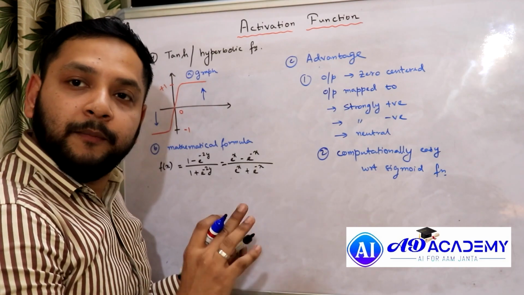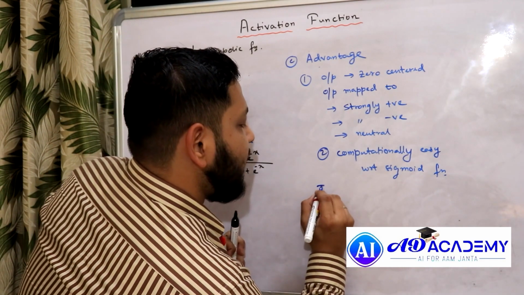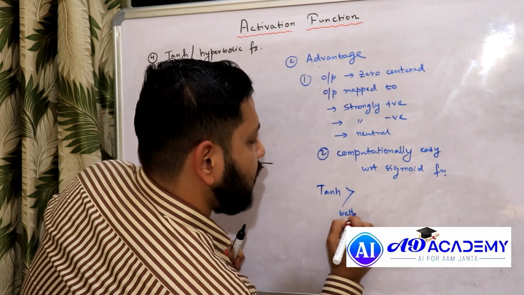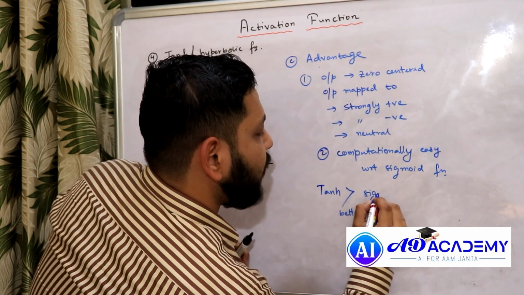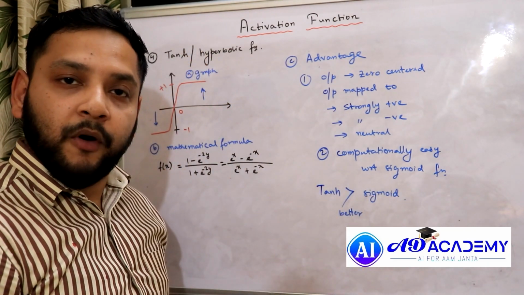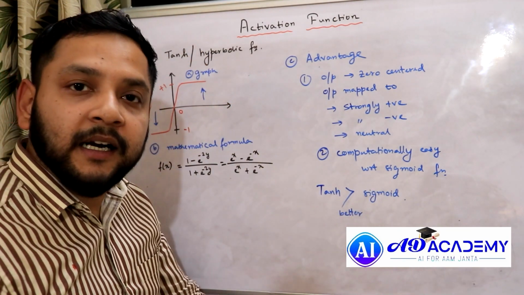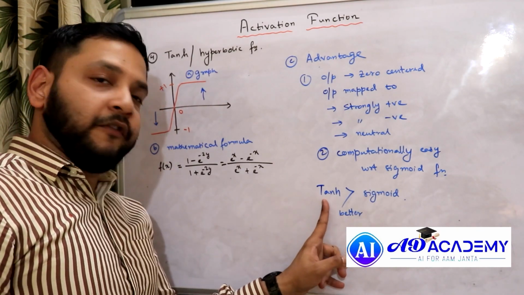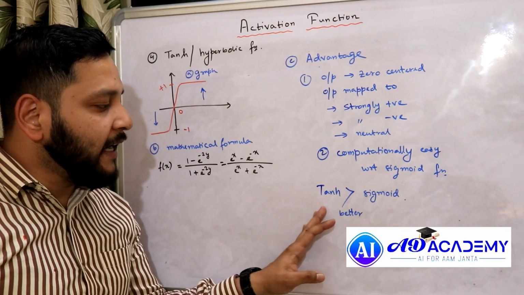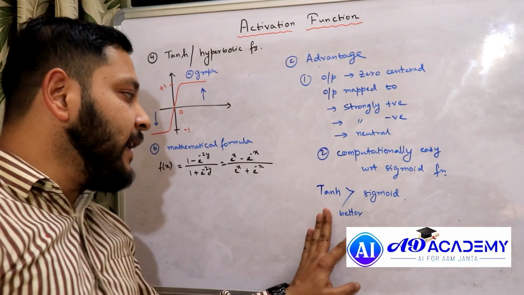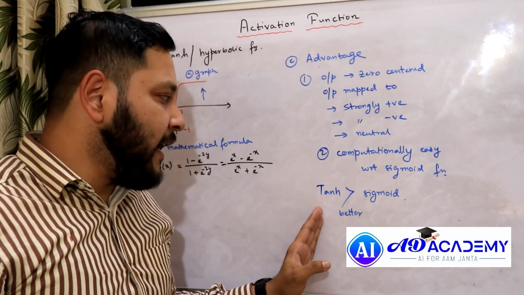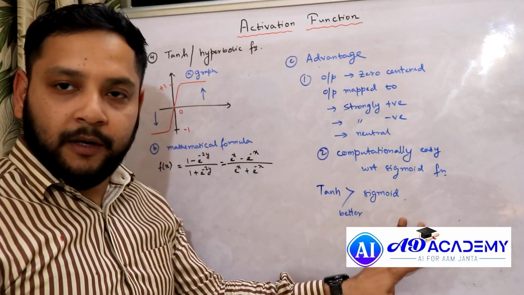Here we can say one important thing is that tanh is better than sigmoid, in a sense that in sigmoid the data is not centered around 0, but in case of tanh the data is centered around 0, and as a result tanh can be used in hidden layers of the neural network, and it is better, people use tanh more than sigmoid.